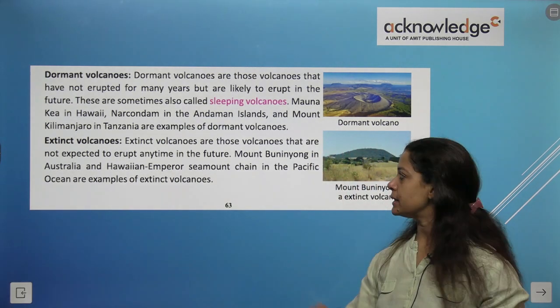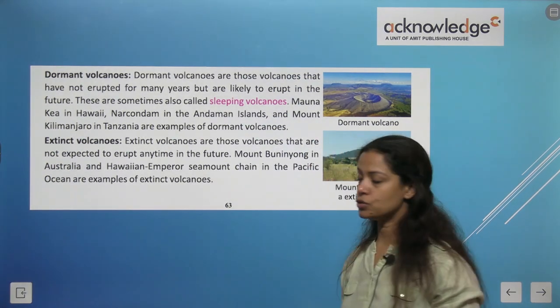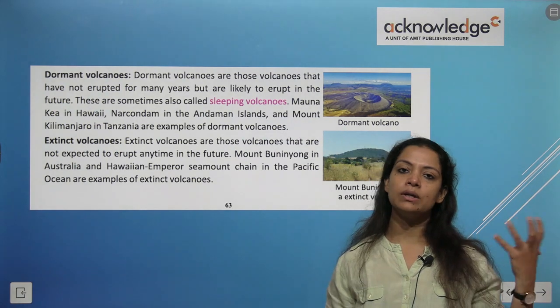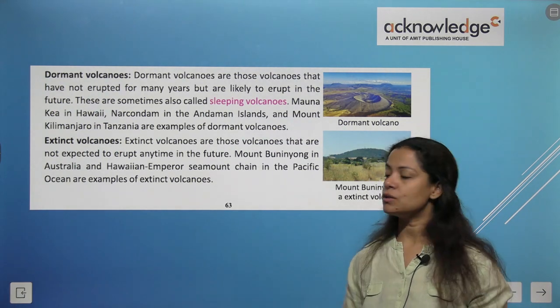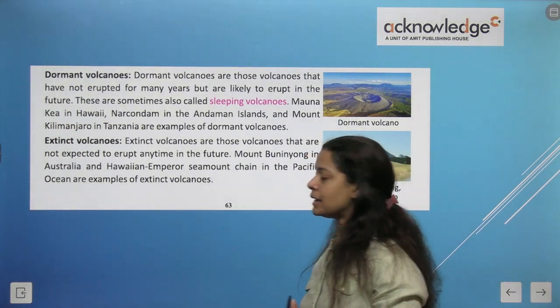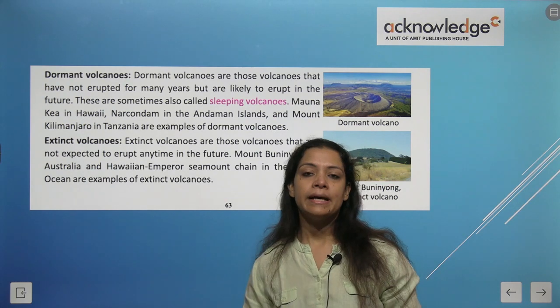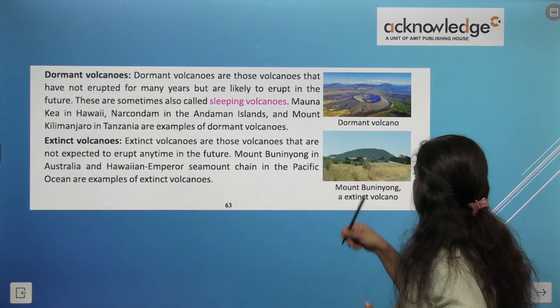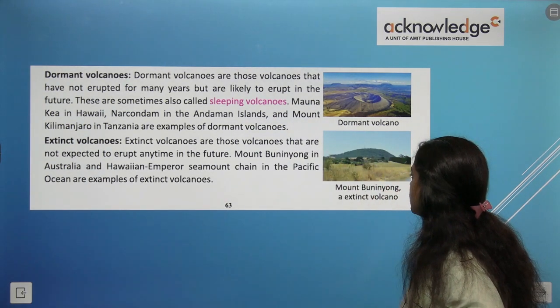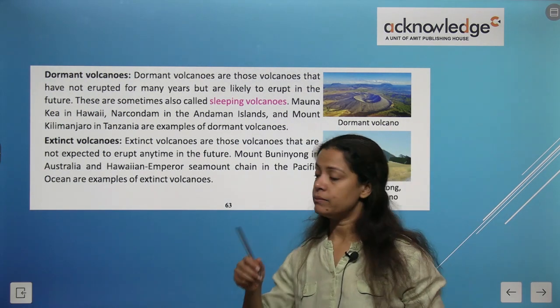Extinct volcanoes वो होते हैं those that are not expected to erupt any time in the future. So extinct हो गए हैं, वो erupt नहीं होंगे, but they are considered to be volcanoes. Mount Buninyong in Australia and the Hawaii Emperor Seamount Chain in the Pacific Ocean are examples of extinct volcanoes. So these are extinct volcanoes which will never erupt, and these are dormant which can erupt anytime.